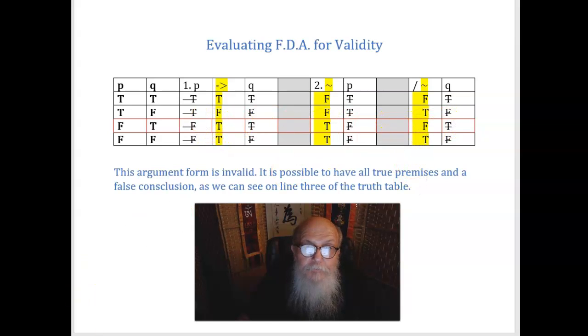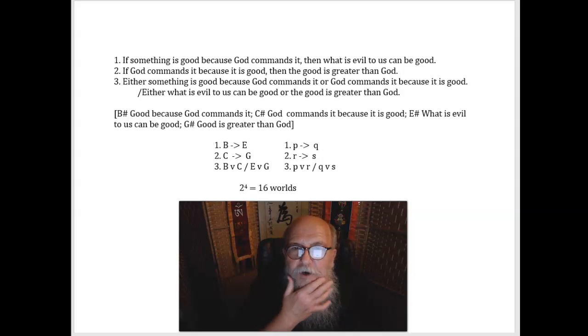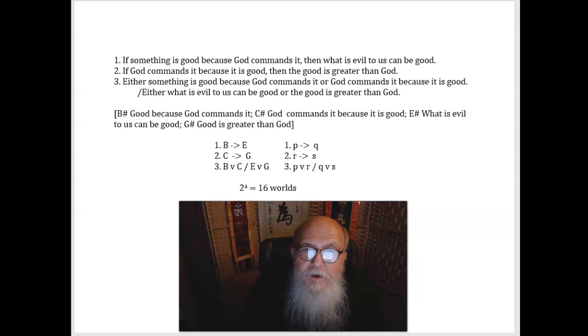Perhaps you'll remember this argument from earlier in the semester. I said it was a very famous one in the history of philosophy. Premise 1: if something is good because God commands it, then what is evil to us can be good. 2: if God commands it because it is good, then the good is greater than God. 3: either something is good because God commands it, or God commands it because it is good. Therefore, either what is evil to us can be good, or the good is greater than God.